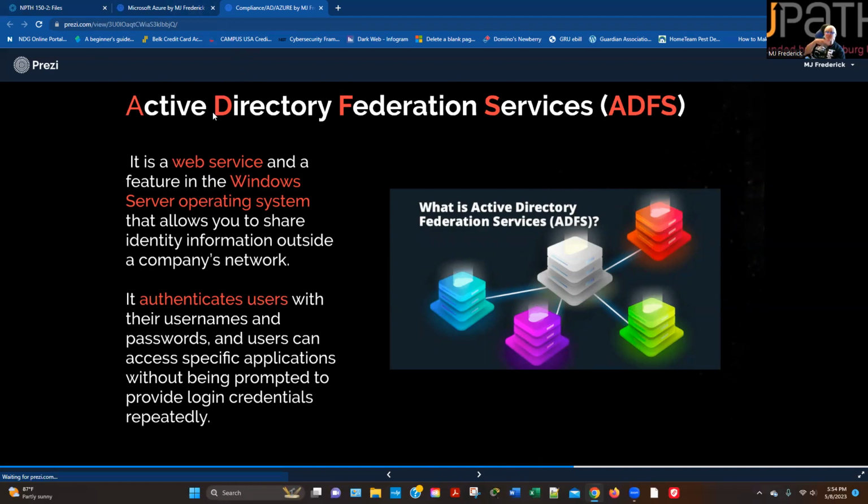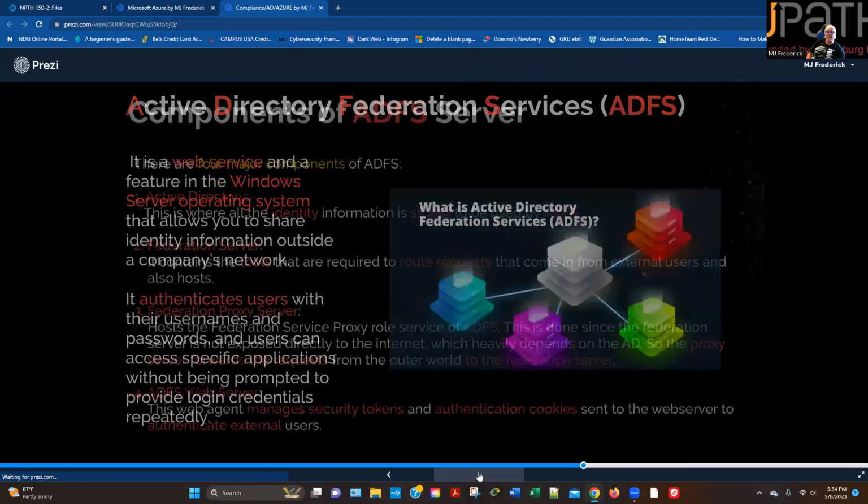The Active Directory, remember what I said about who your employees are. It authenticates the users with their username and passwords, and users can access specific applications without being prompted to provide login credentials repeatedly, because you're setting up what their permissions are going to be. So you don't have to keep going here, there, and yonder if you need to get to this resource or this resource, because you could be working on 3 different projects, and you can be working in your company or outside remotely with somebody else at another site. So this is a federation service that makes it so much easier, and we're doing it via web-based.